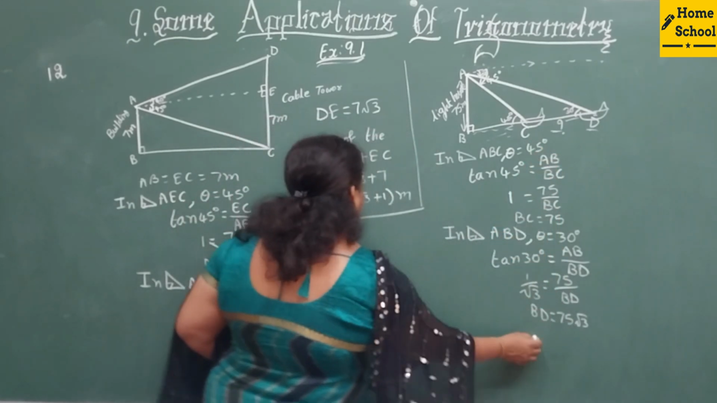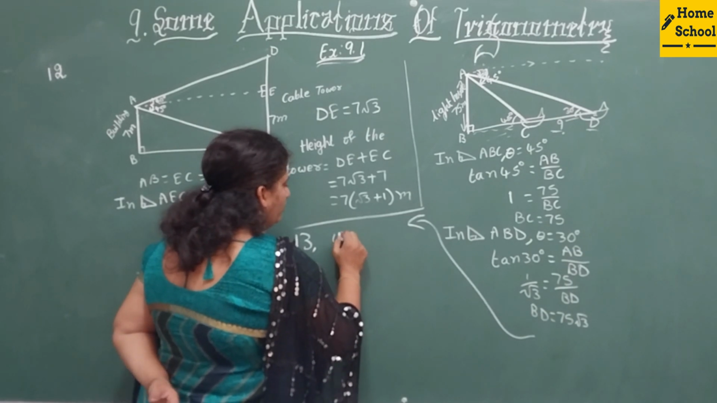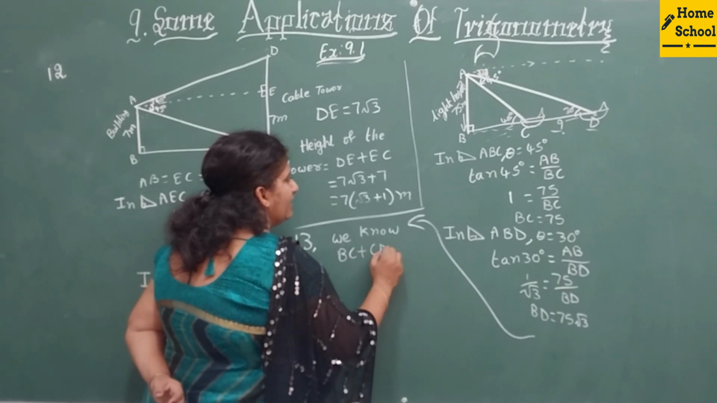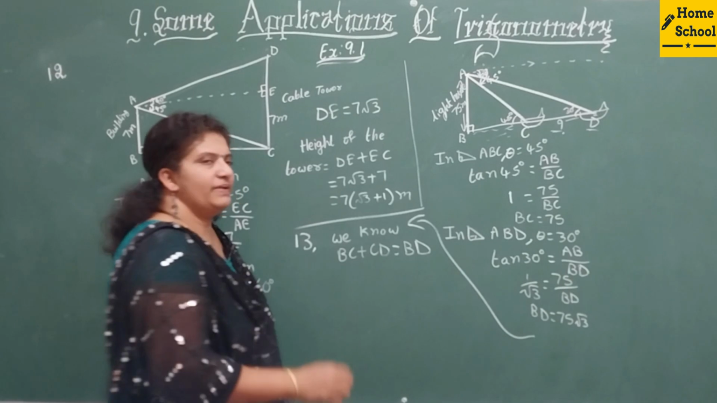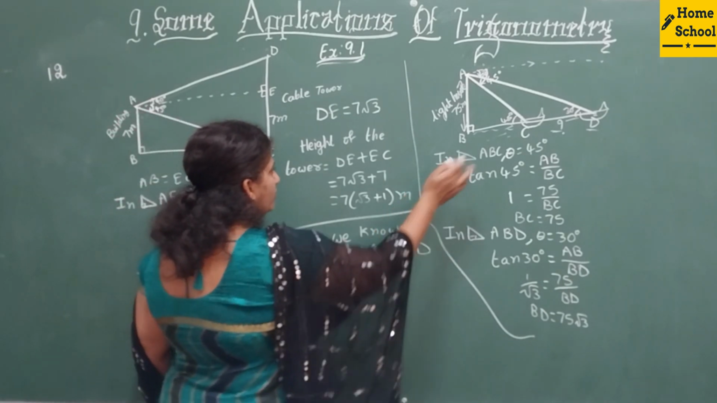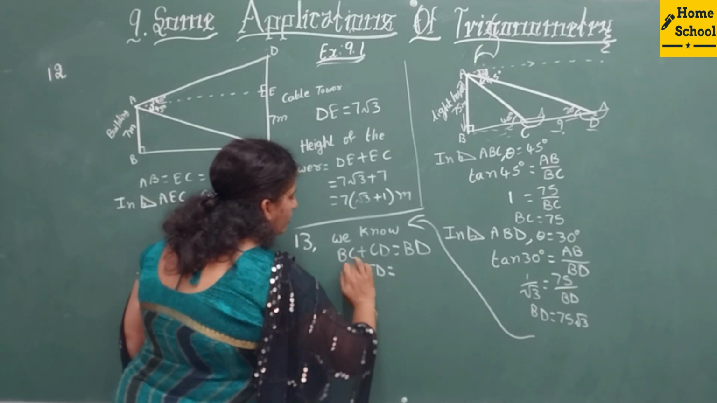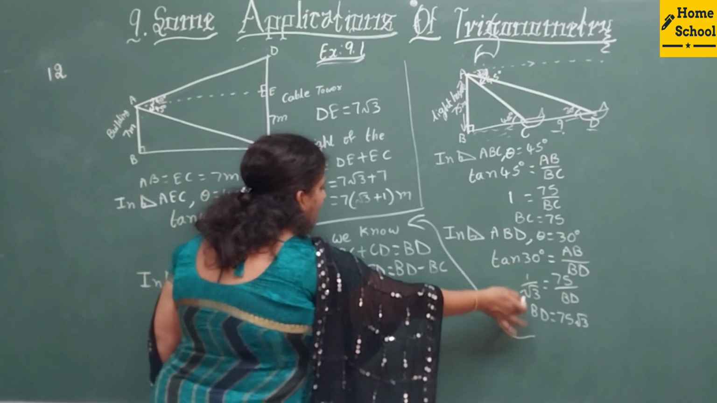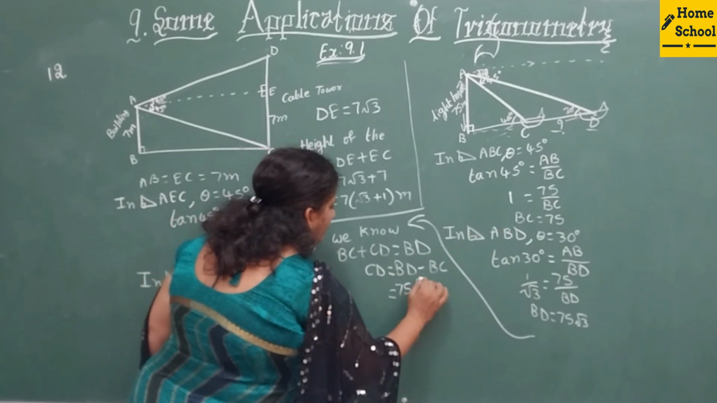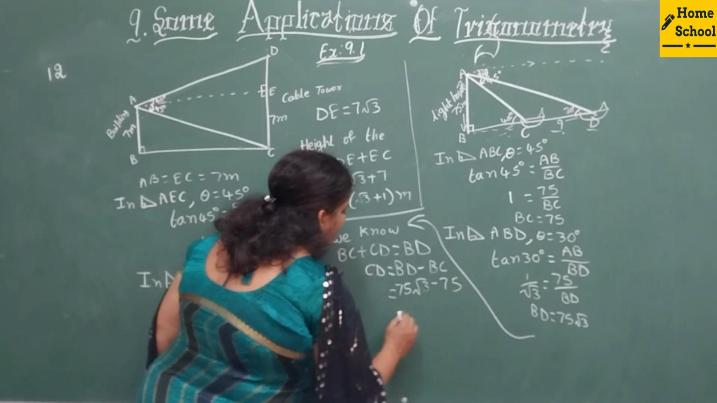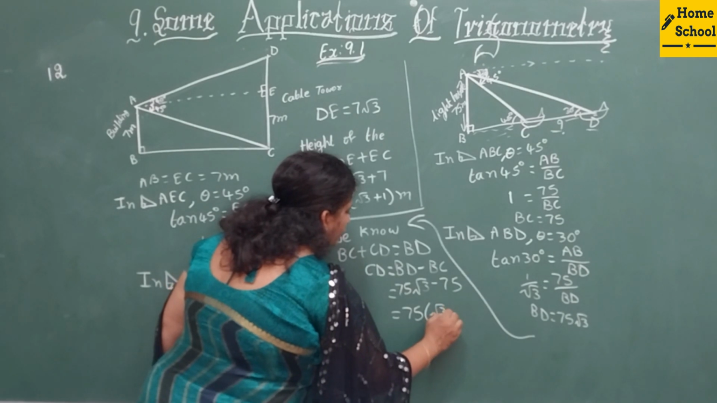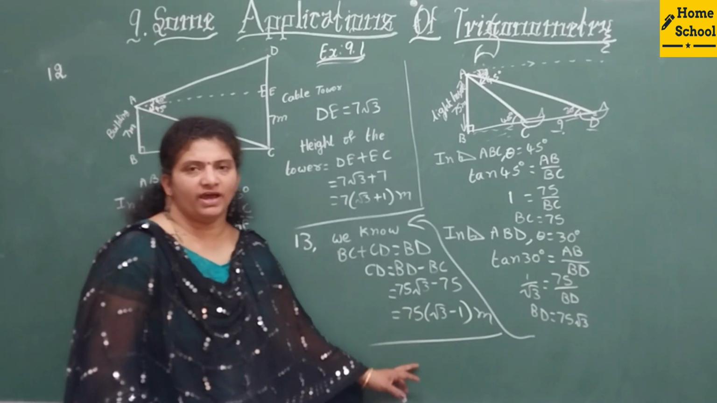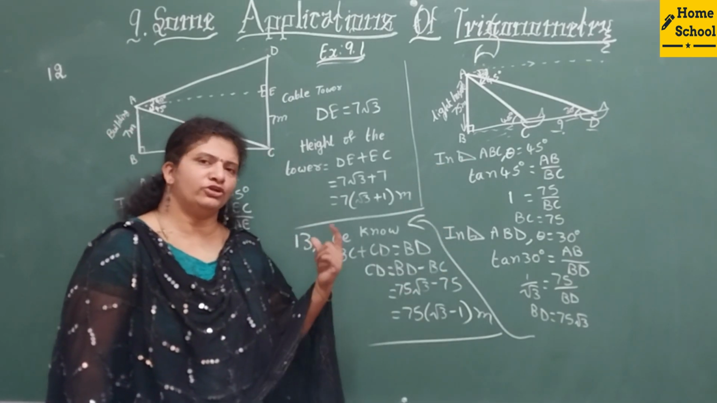So we know BC plus CD is none other than BD. BC plus CD is nothing but BD. So I need CD, right? CD is equal to BD minus BC. Substitute BD value and BC value: 75 root 3 minus 75. Take out 75 common: root 3 minus 1. Therefore, 75 into root 3 minus 1 meters is the distance between the two ships.